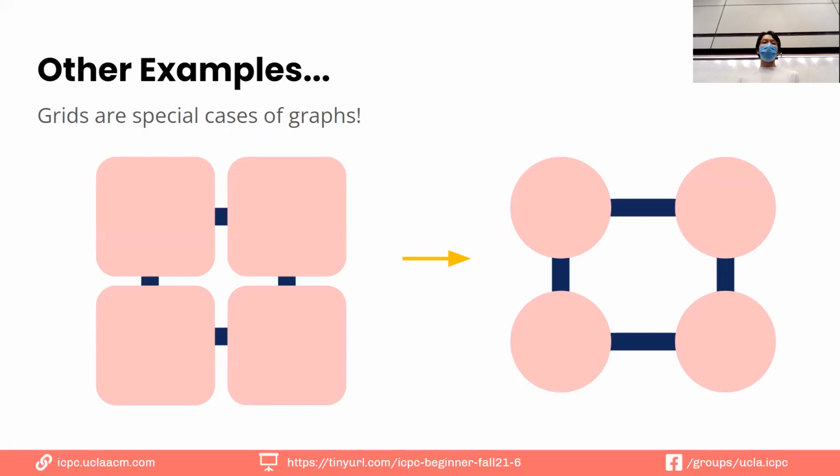Other examples of graphs are also grids. You wouldn't really think of this intuitively, but in a grid, each cell is a node and is connected by edges to its 4 adjacent cells. You can think about it this way. This is useful for grid problems where you're working through a grid, and maybe it's a game or something. You can think about it as a graph that way.